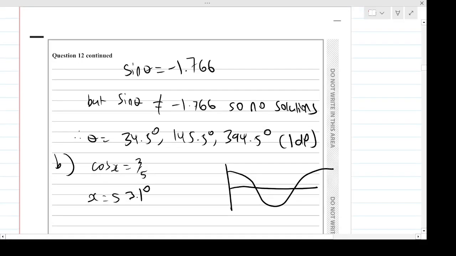But of course, we have to go from minus 90 to 90. So if we go minus 90 there, 53.1 is going to be somewhere there. But actually, if we read off the graph, there is another solution possible between 90 and minus 90. It's here, and it's symmetrical again in the middle of the hump. So that would be minus 53.1. So the other solution is minus 53.1, and they missed that out.